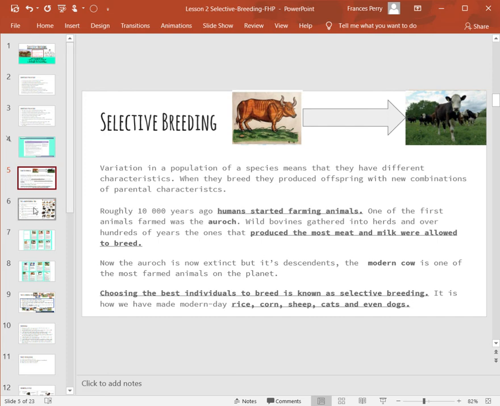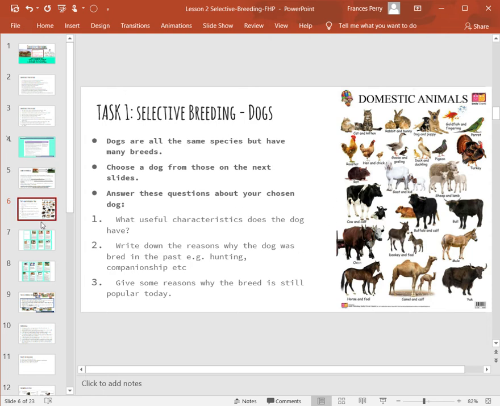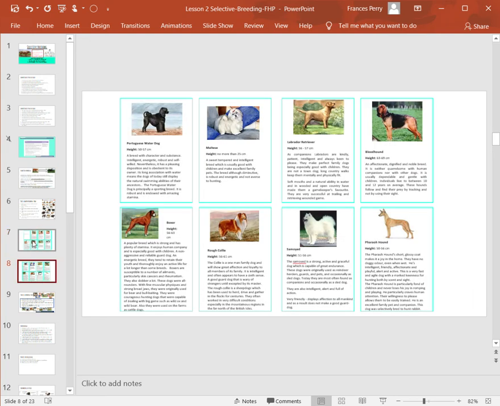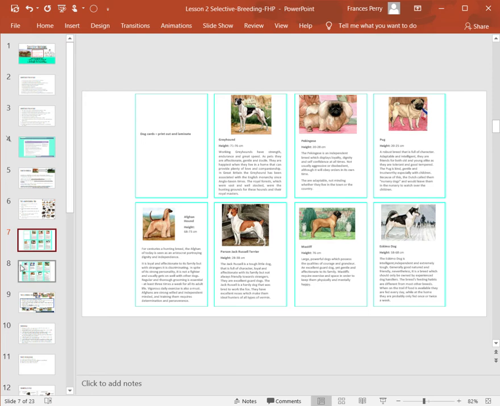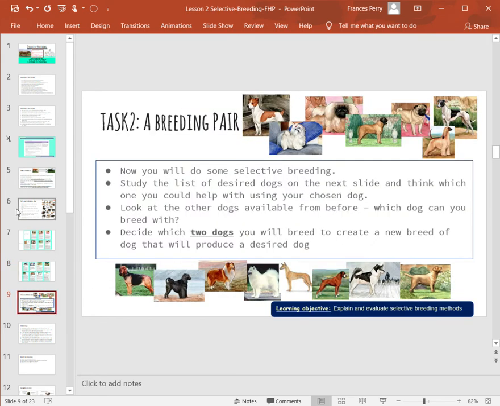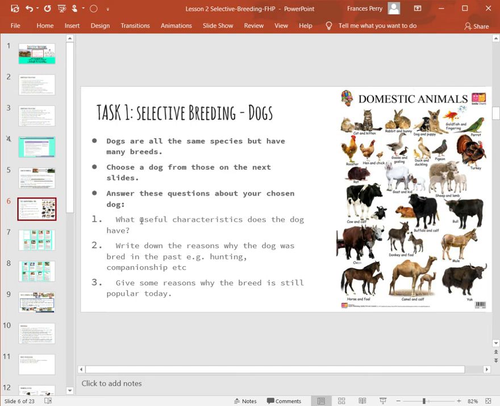So the first example to look at is a dog breeding example, and a few questions there that we can discuss later. Basically, I want you to choose two of these dogs. You've got a selection here of 15 or so different dogs. You're going to need to zoom in a little bit. I wouldn't say you would need to print that at all. You just need to select two dogs, and what useful dog characteristics does the dog have? Write down reasons why the dog might have been bred in the past. What traits does it have that are useful? Give some reasons why the breed is still popular today.